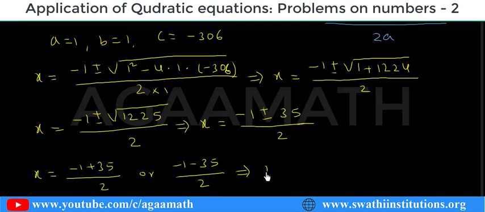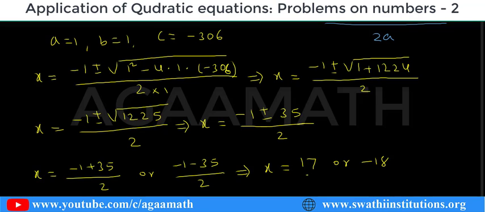It means x equals minus 1 plus 35 is 34 by 2, that is 17, or minus 36 by 2 means minus 18. So the question is about positive integers. Positive integers means we have to consider only the positive number here, therefore x is equal to 17.